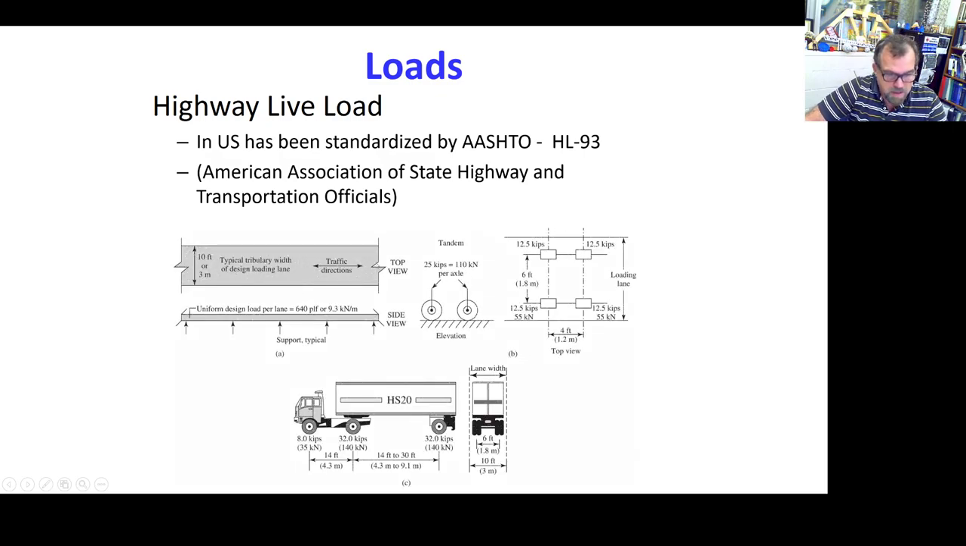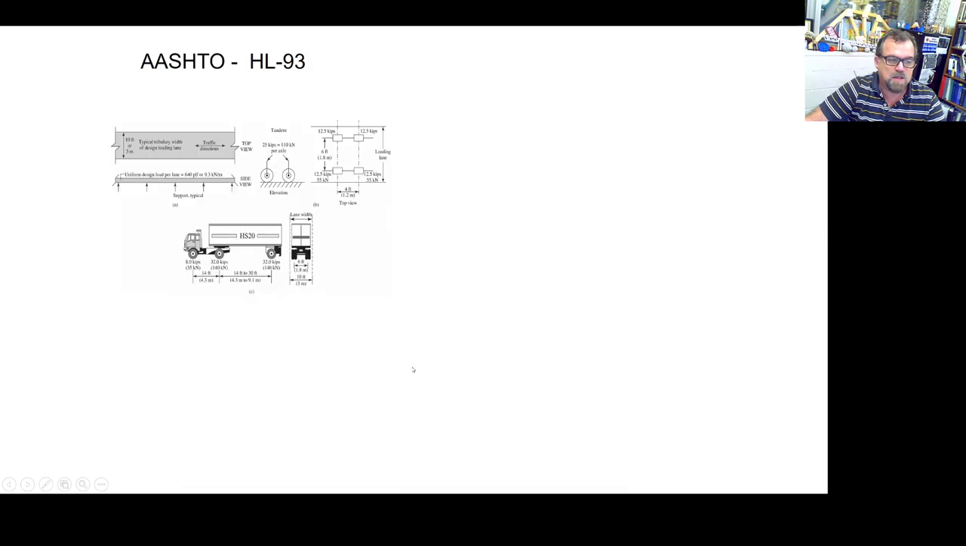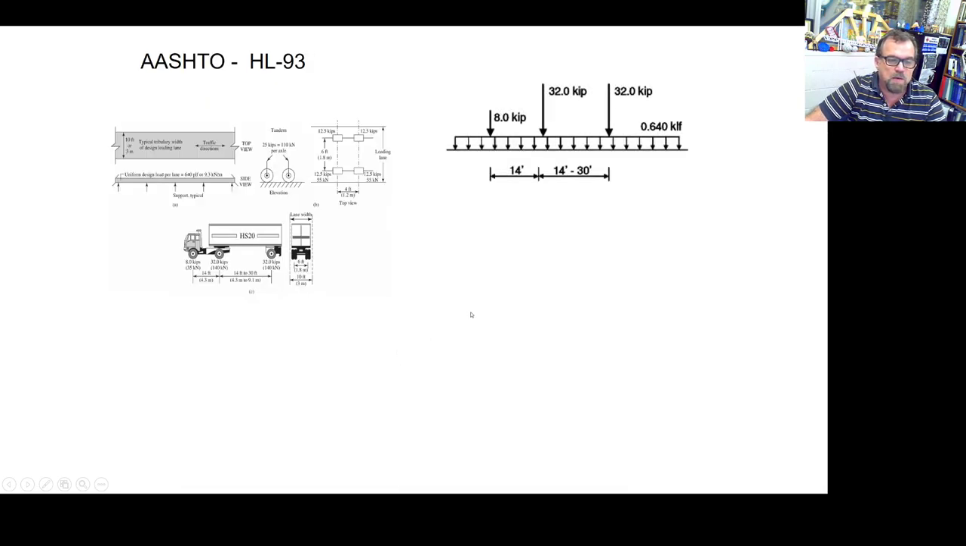And those combinations are lane load of 640 pounds per linear foot, and then you have a tandem load of 25 kip separated by this distance, which is 4 feet, or the HS20, usually HS20-44 vehicle, which is 72 kip load in this distribution. And what this load does basically is that, once again, the first combination is the lane load, 640 pounds per linear foot, as I show here, and the vehicle, the HS20 vehicle.